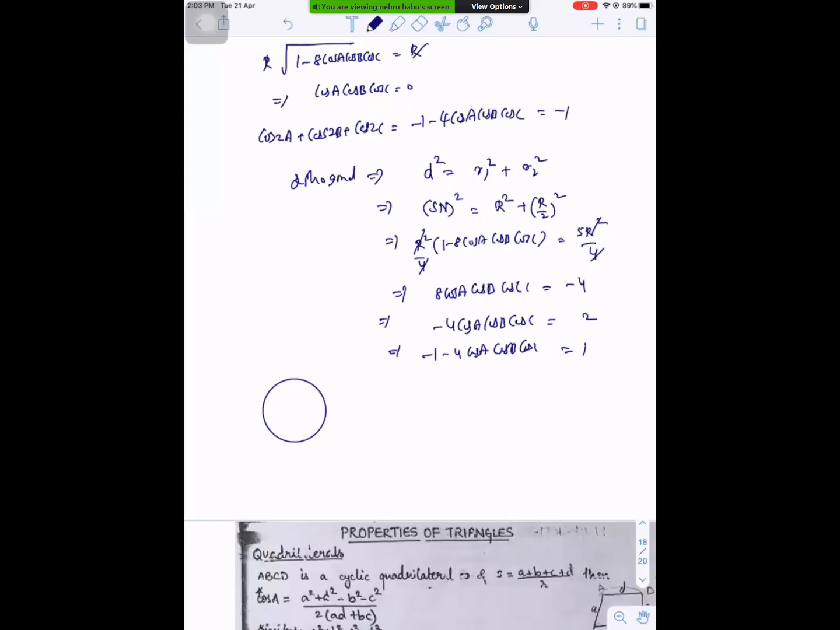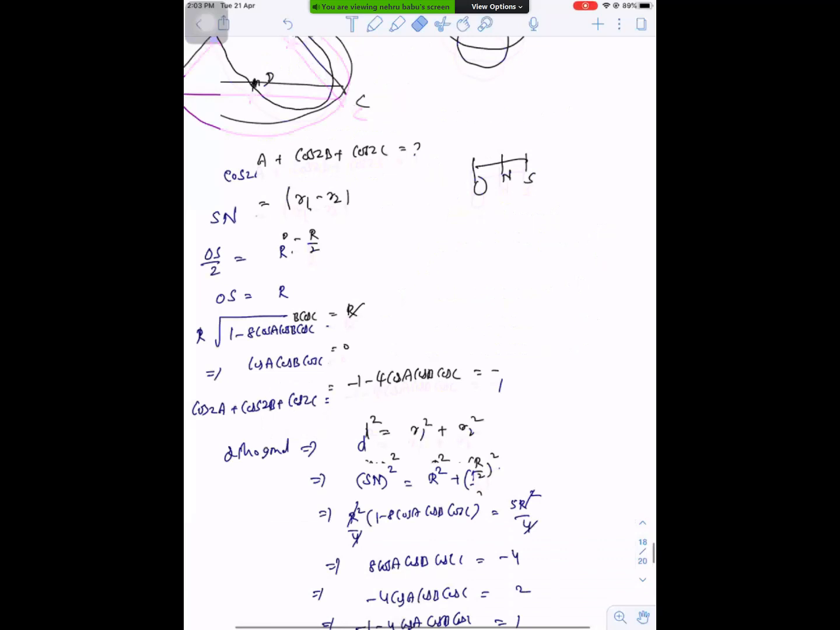Sir, it is when the incenter only. But the 9-point center to incenter formula we didn't discuss, because they are not collinear. One minute.